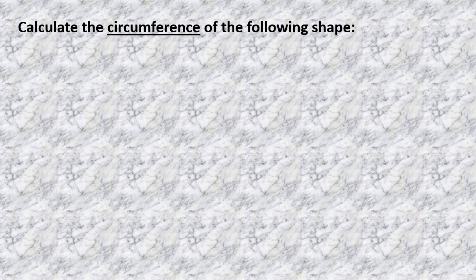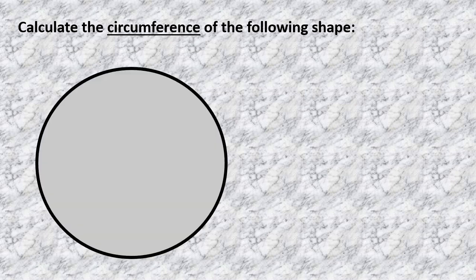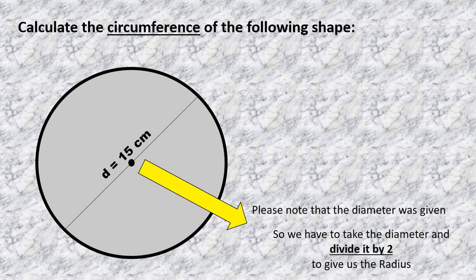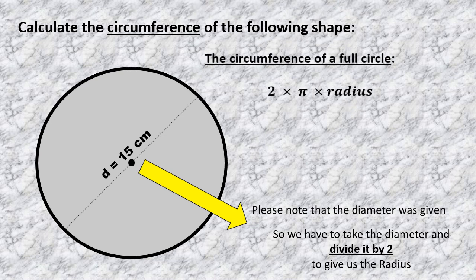Let's have a look at this question. Calculate the circumference. Remember, circumference is another word for the perimeter of the following shape. There you go. It's a circle. Let's draw in our diameter, or they've given us the diameter with the midpoint. So the diameter is 15 centimeters. Please note that the diameter was given. And so we have to take the diameter and divide it by 2 to give us the radius.